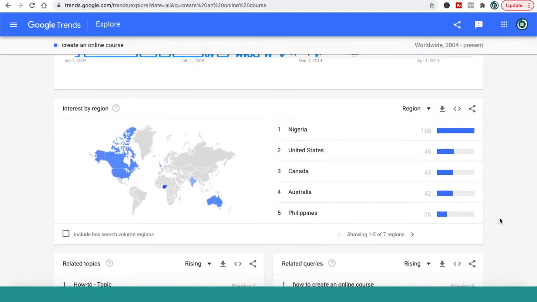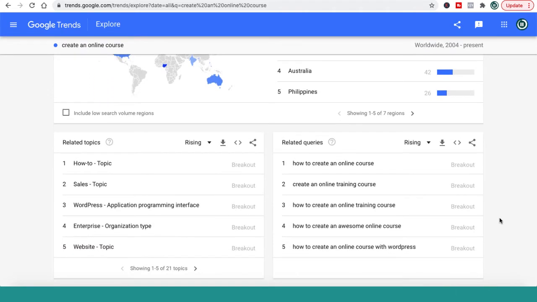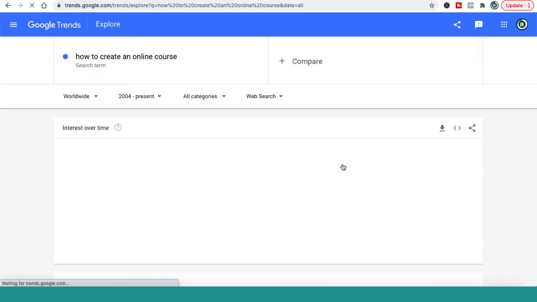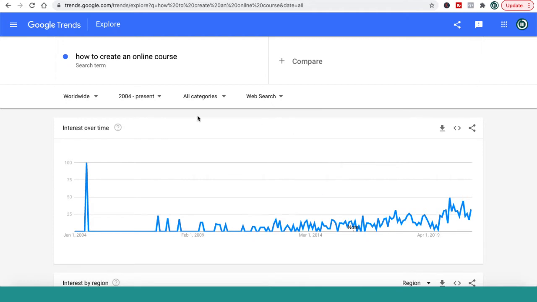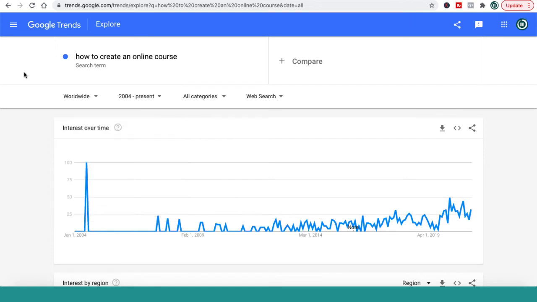And here I can see that Nigeria has actually got the biggest search for how to create an online course, or just to create an online course. Now, I also have the related topics over here. How to create an online course. It's a slightly longer search term, but I can see that there definitely does seem to be quite a bit of search for how to create an online course.